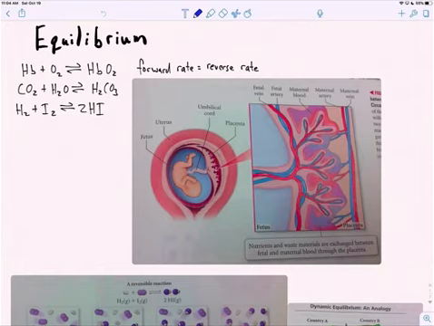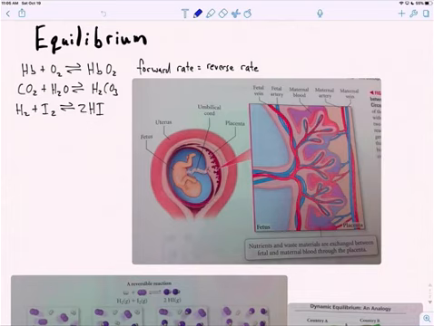The idea of equilibrium is that the forward rate equals the reverse rate. We use this sometimes colloquially. Equilibrium also means balance. Like if you get hit in the head and you lose equilibrium, you have a hard time balancing. And balancing actually takes a lot of work. If you've ever sprained an ankle, you know how hard it is to walk and keep your balance. So it's actually a lot of work just standing still.